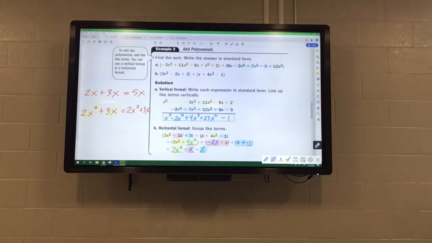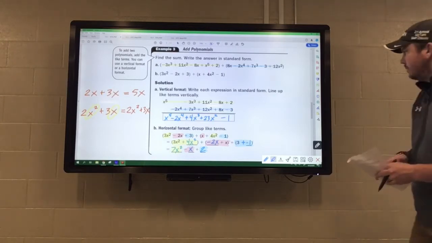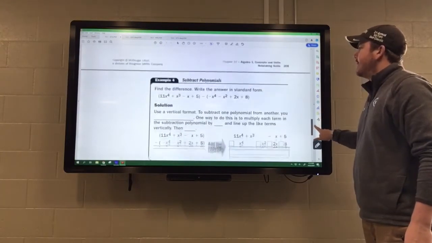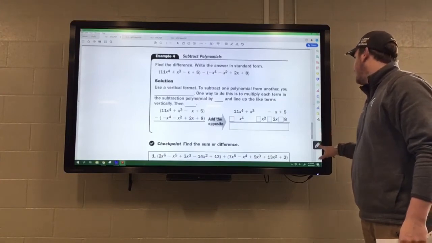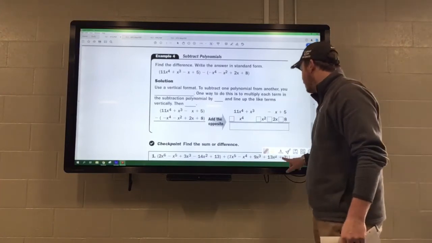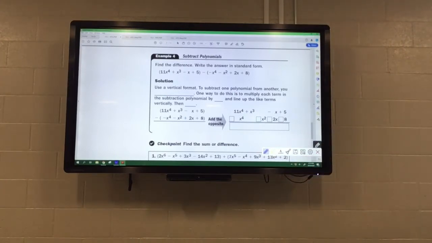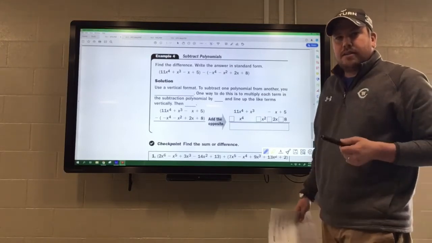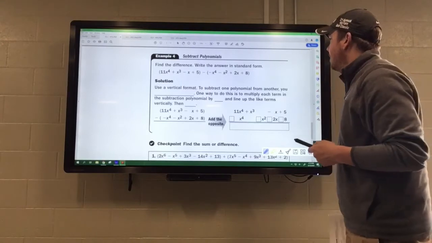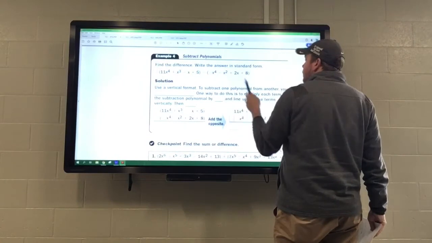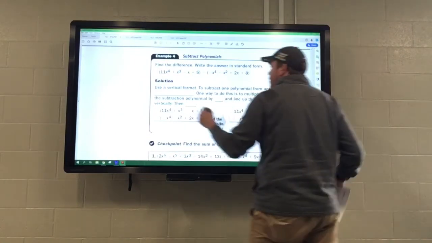Great, let's keep moving. Now, the title of the section was adding and subtracting polynomials. So, we need to learn how to subtract. Example 4, and this one will be subtracting. It looks like we'll be subtracting using the vertical method. Let's do it. So we're going to use a vertical format here. Now, you all know I don't like to subtract. I like to instead add the opposite, okay? And we're going to do the same thing here. So we're going to use a vertical format, and to subtract one polynomial from another, we are going to add the opposite.